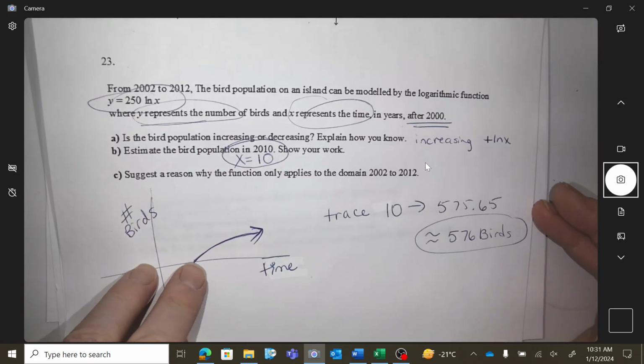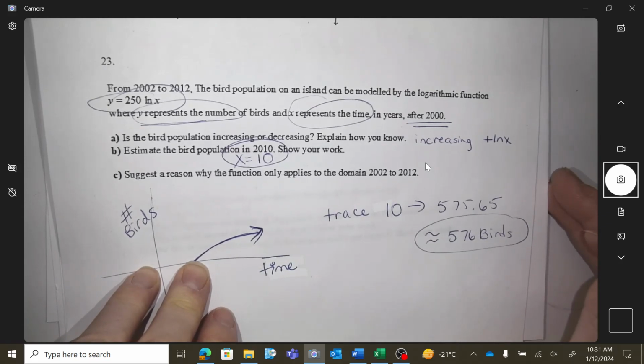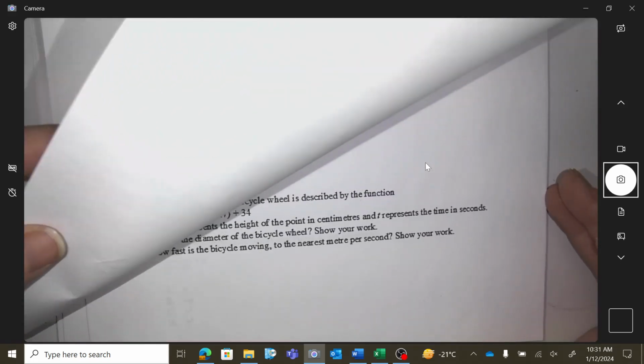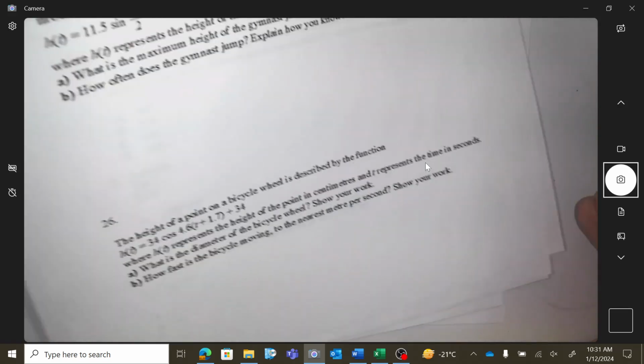So what's 1 p.m.? If it's 8 in the morning, and now what's 1 p.m.? An X value of 5.